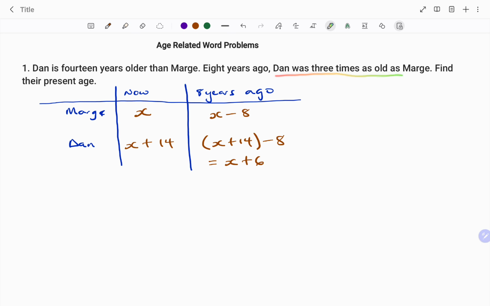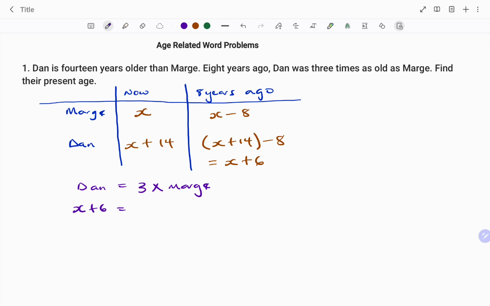Dan was 3 times as old as Madge. So what that means is Dan was 3 times as old as Madge. Note that was 8 years ago. And we've been able to show that 8 years ago, Dan was X plus 6. So I'm going to say Dan X plus 6 equals, likewise, 8 years ago, Madge was X minus 8.